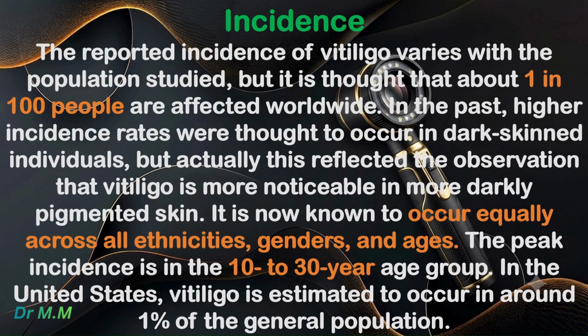Incidence. The reported incidence of vitiligo varies with the population studied, but it is thought that about 1 in 100 people are affected worldwide. In the past, higher incidence rates were thought to occur in dark-skinned individuals, but actually this reflected the observation that vitiligo is more noticeable in more darkly pigmented skin. It is now known to occur equally across all ethnicities, genders, and ages. The peak incidence is in the 10 to 30-year age group. In the United States, vitiligo is estimated to occur in around 1% of the general population.